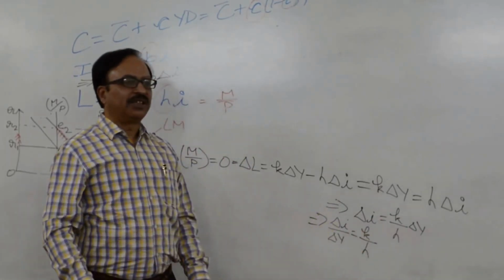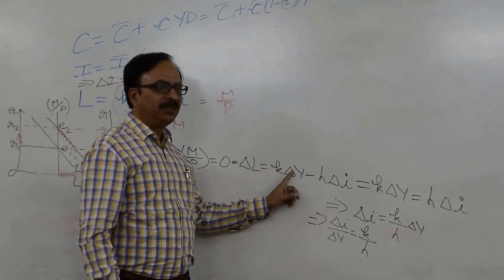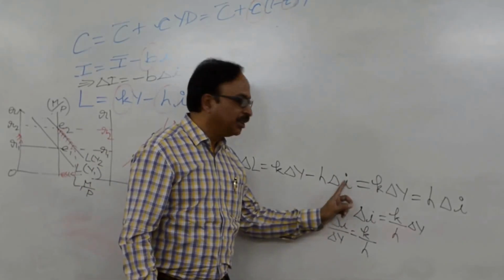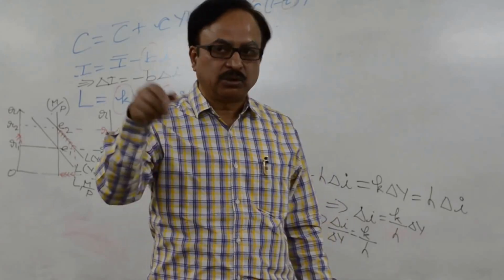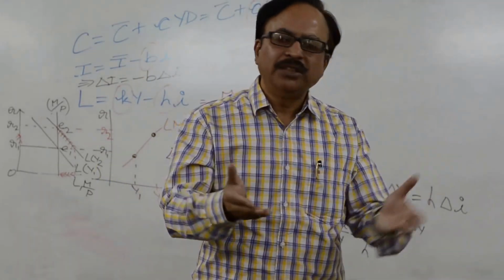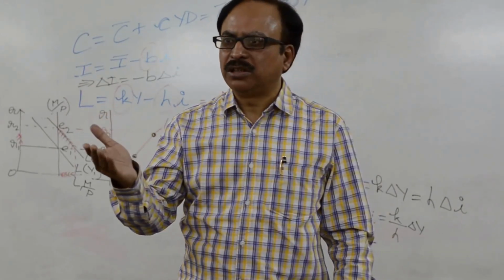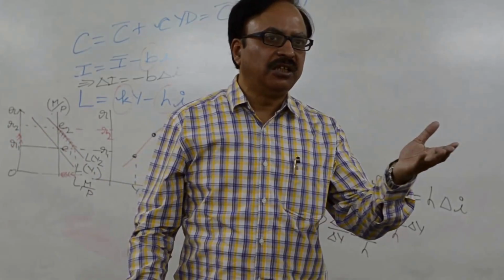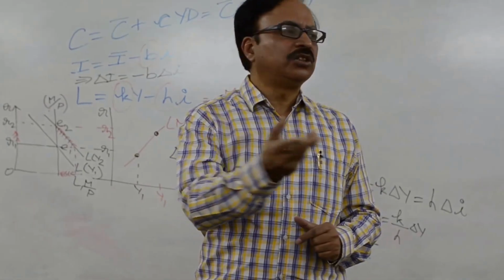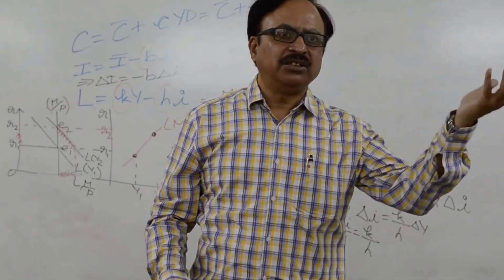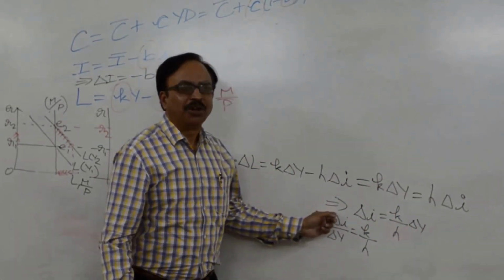Now, given the size of K and given the increase in the demand for money, by how much the rate of interest has to change is also dependent on h. If demand for money is highly sensitive to change in the rate of interest, that is h is greater, then the rate of interest has to change by a very small amount. Is it not? h represents what? The sensitiveness of demand for money to any given change in the rate of interest. So if h is greater, then the rate of interest has to change by a smaller amount to achieve the required decrease in the demand for money.